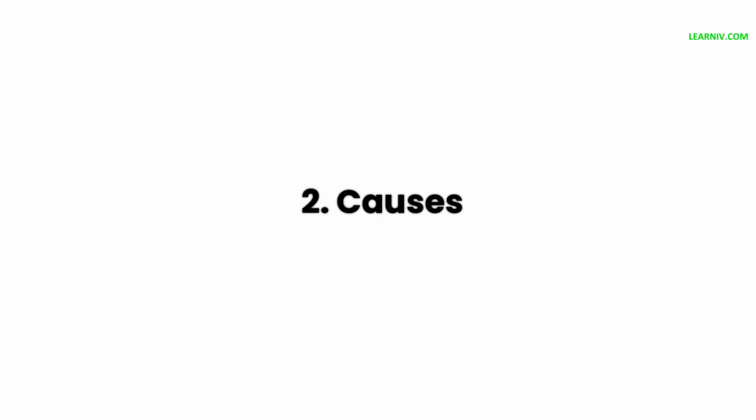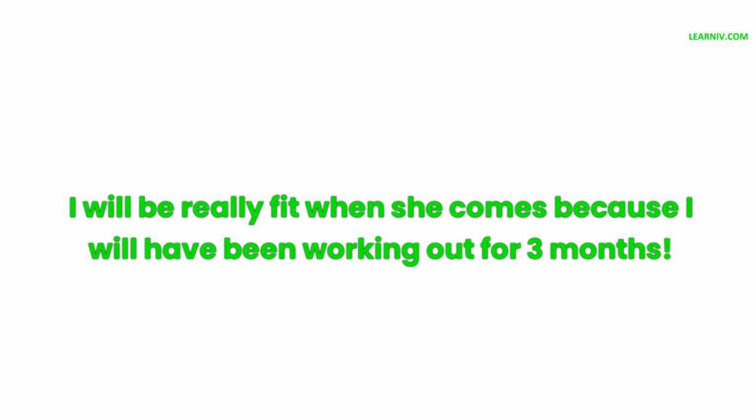Another example where this tense is used is to indicate causes in the past that led to a consequence in the future. By using the future perfect continuous tense, we can announce these causes. Here is an example. I will be really fit when she comes because I will have been working out for 3 months.